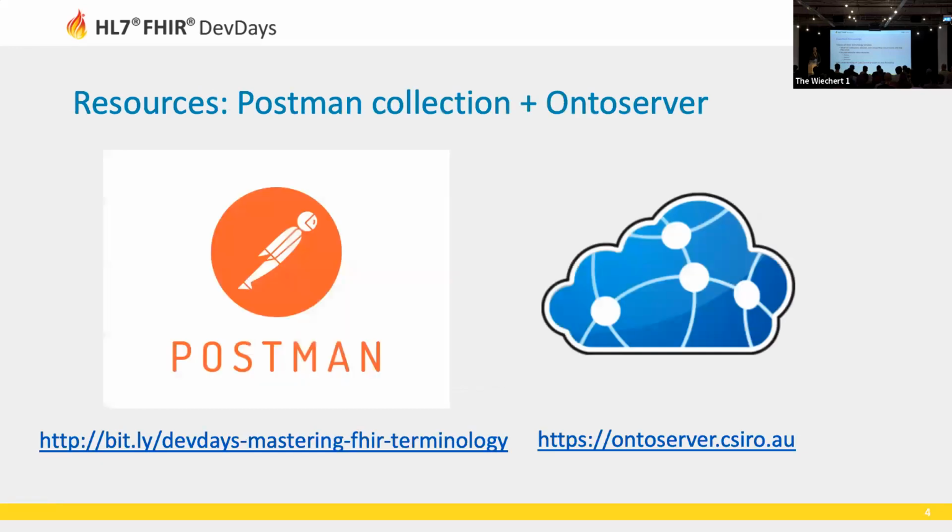Just before we get started as well, all the resources and requests that I demonstrate in this presentation are all up in a Postman collection that you can go and play with and run all of these and tweak them to match other examples that you want to try out. So that's all good to go. And that Postman collection runs against OntoServer, which is just our public sandbox OntoServer instance that you can go and play with. So that's just what that is.